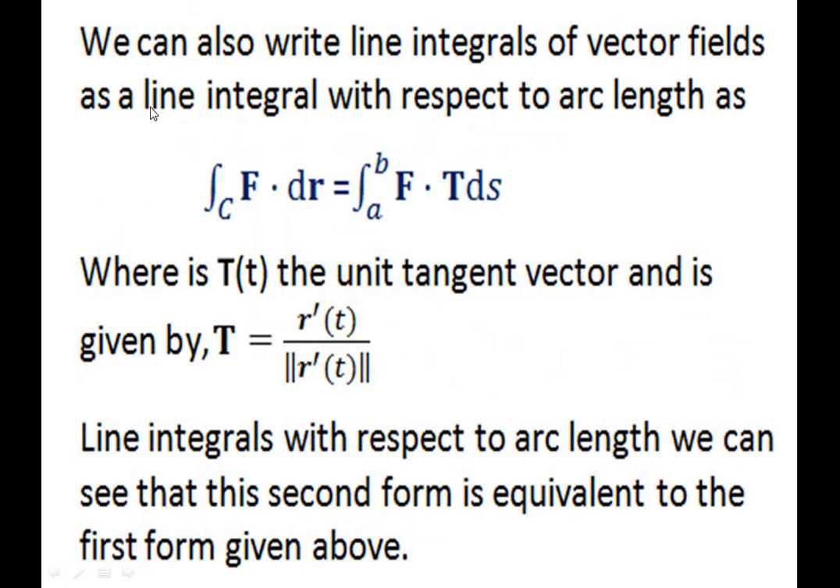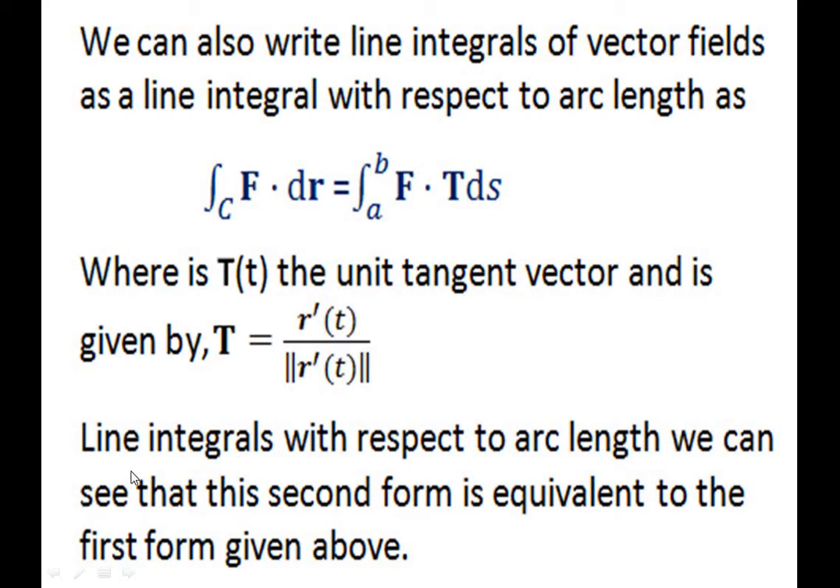Okay, now we can also write the line integral of a vector field as a line integral with respect to arc length. That is, we also represent the line integral in terms of arc length. That is, integral over C f dot dr equals integral from a to b f dot T ds, where T is the unit tangent vector. Suppose r is the position vector, then the unit tangent vector T equals r dash of t by norm of r dash of t. This we already studied in our previous classes.